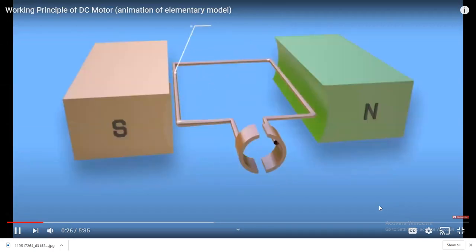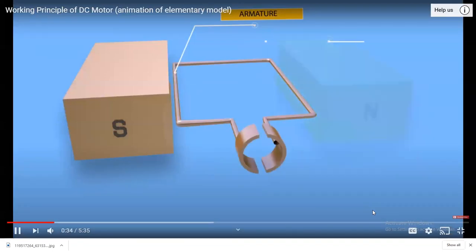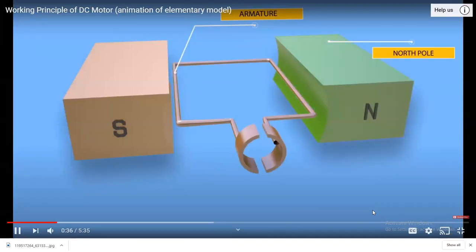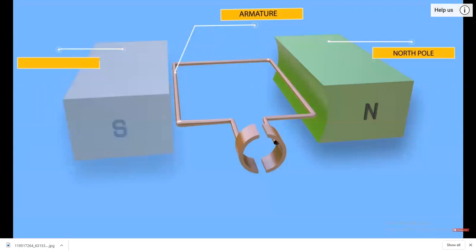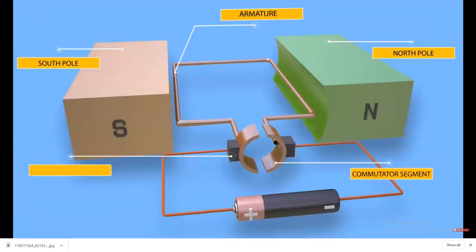The very basic construction of a DC motor contains a current carrying armature, which is connected to the supply through commutator segments and brushes. The armature is placed between the north and south pole of a permanent or an electromagnet. In the elementary model, one single turn of conductor is placed between two opposite poles. If we start to supply DC via the commutator system, current will start to flow.